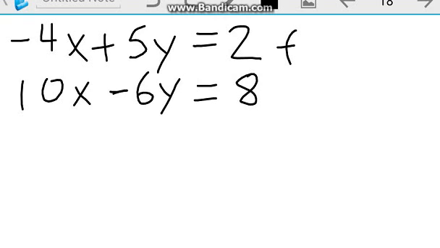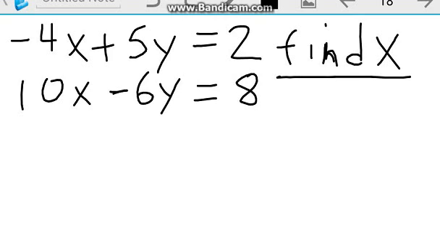So find x. So, when we want to find x, in order to do that, we want to cancel out the y's. Now, in order to cancel out the y's, we want to add these equations together in a way that the y coordinate, or the y variable, will cancel out.